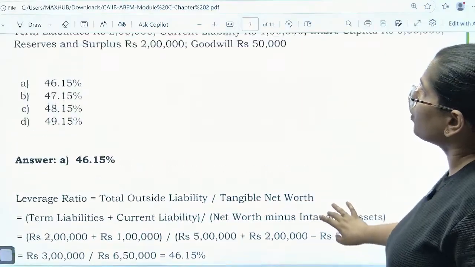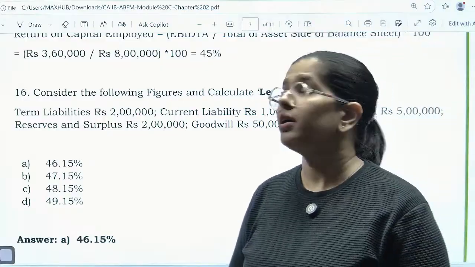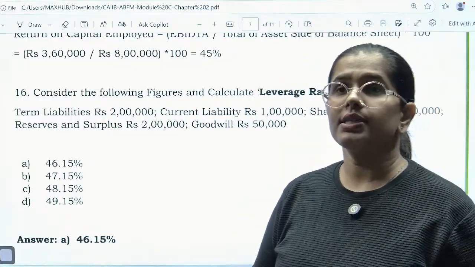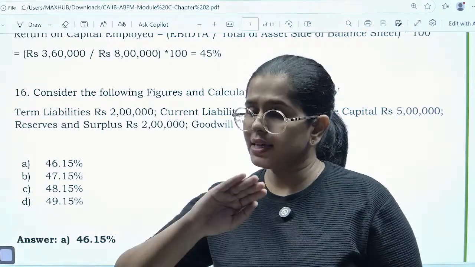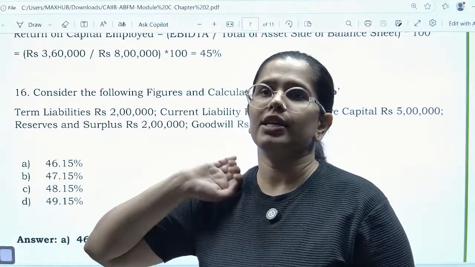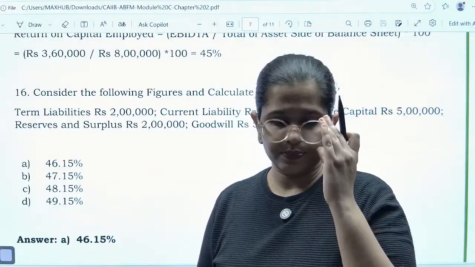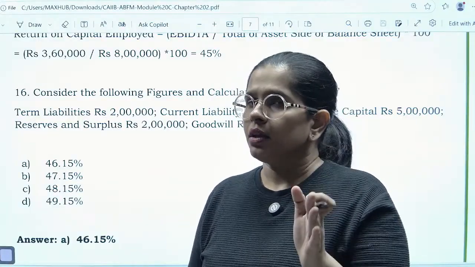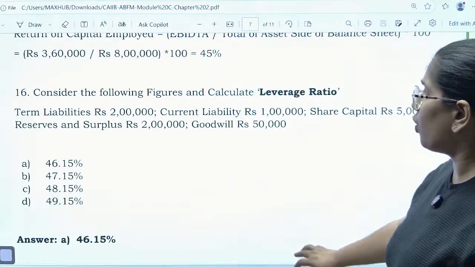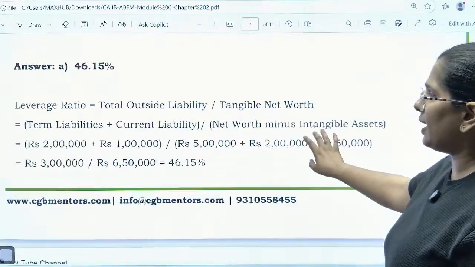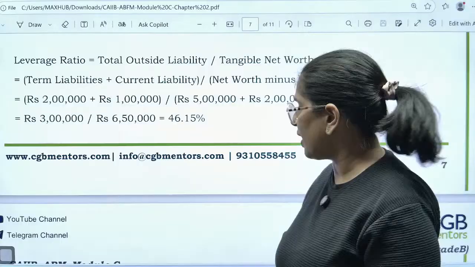So what would be my net worth over here? Share capital plus reserves, 5 plus 2 is 7. That is my net worth. But out of that, they have asked me to remove the intangible part, that is goodwill has to be removed. If you have any other intangible asset, you have to exclude it because we are talking only about the tangible assets over here. This is going to provide me my leverage ratio: 3 lakhs divided by 650, that is 46.15%.